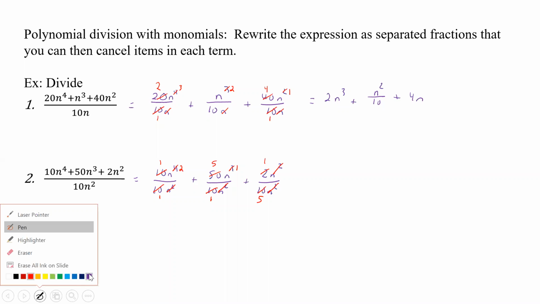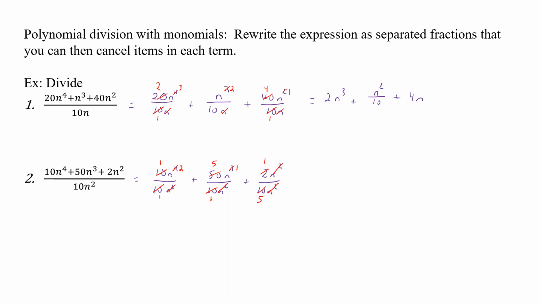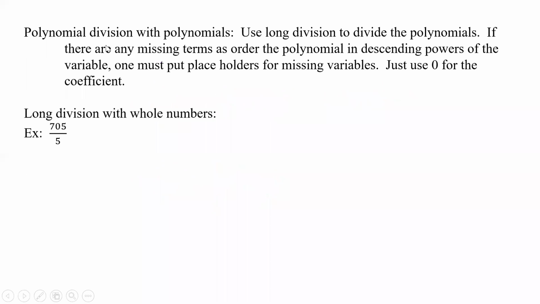So, rewriting the trinomial now, what we have is just n squared, then plus 5n, plus 1 over 5. Okay. And so that's what we would get when we do the division with monomials into a polynomial.